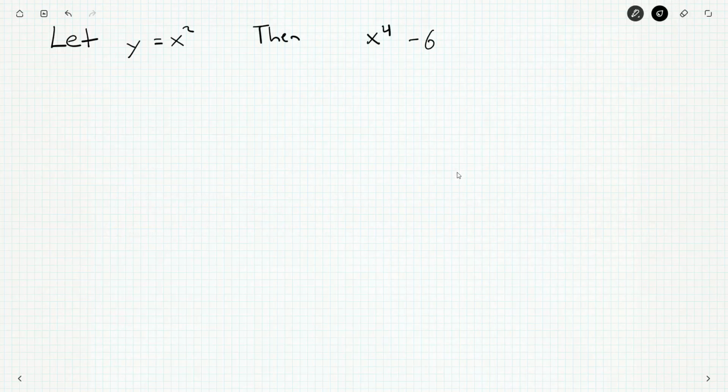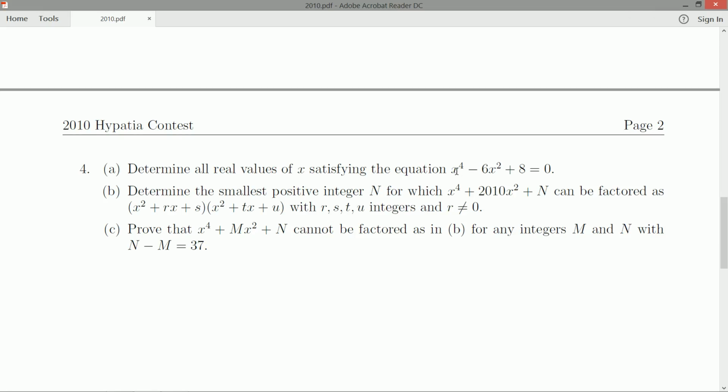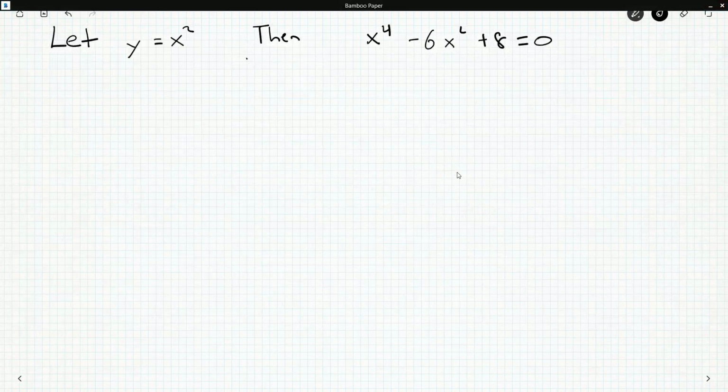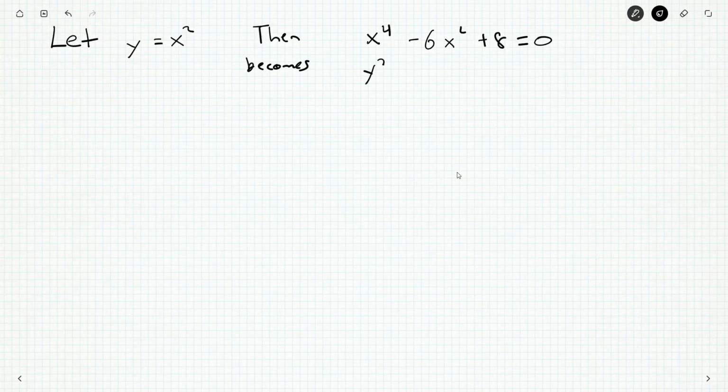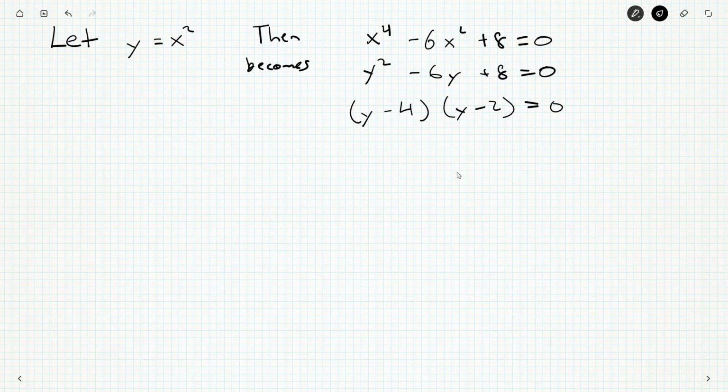And x to the 4, I think it was minus 6x squared plus 8 equals 0. I think that was it. Let's just double check. Yep, minus 6. So then this becomes, well, x squared is what x to the 4 is. So this is just y squared minus 6y plus 8. We breathe a sigh of relief because now we are in more familiar territory. It's quadratic. And so you can use the quadratic formula, or you could factor it. Two numbers that multiply to 8 add to negative 6. You're going to have minus 4 and minus 2. So this tells me y is equal to 4 or y is equal to 2.